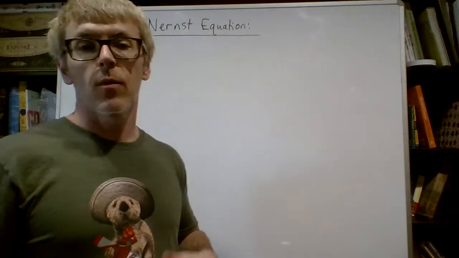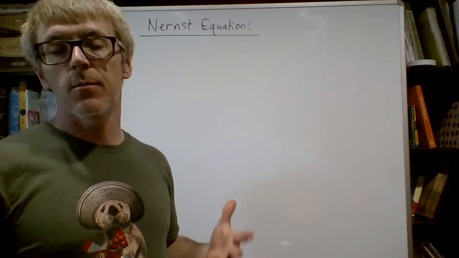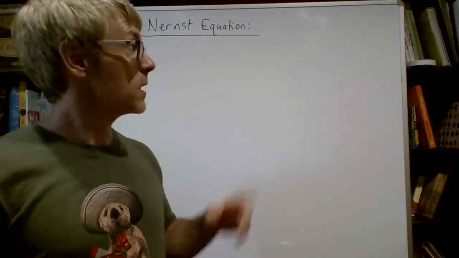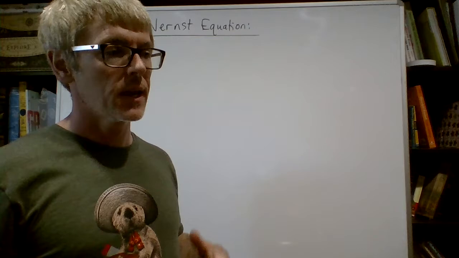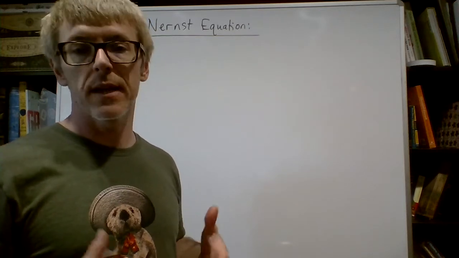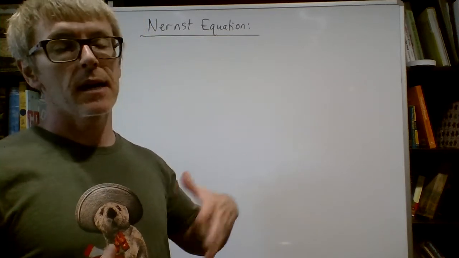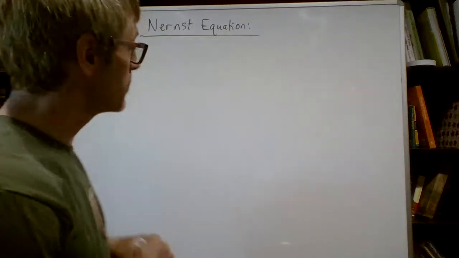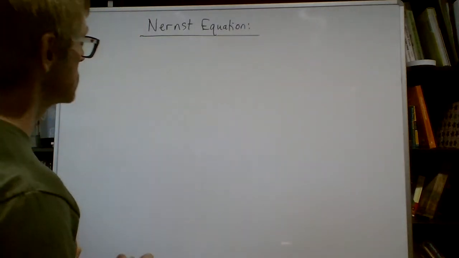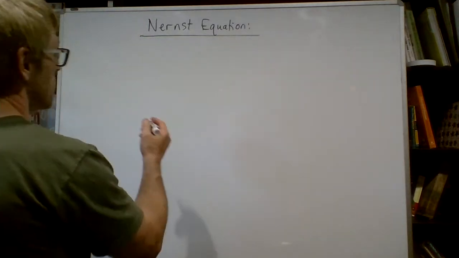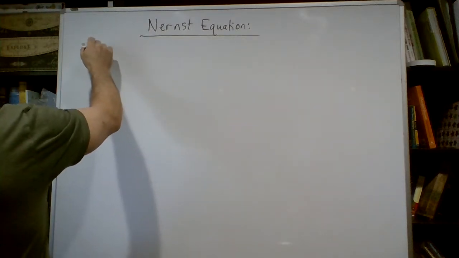In this short video, we're going to see the origins of an important equation in electrochemistry called the Nernst equation. It actually comes from a little bit of dimensional analysis and a couple of equations we've seen already in other videos in the sequence of videos. So we're going to recall a couple of equations.